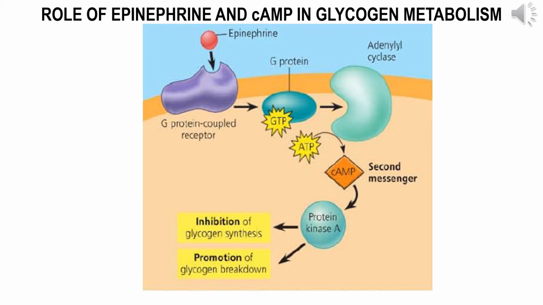This cyclic AMP is a second messenger. It activates protein kinase A. This protein kinase A has two functions. Function 1, inhibition of glycogen synthesis. Function 2, promotion of glycogen breakdown.